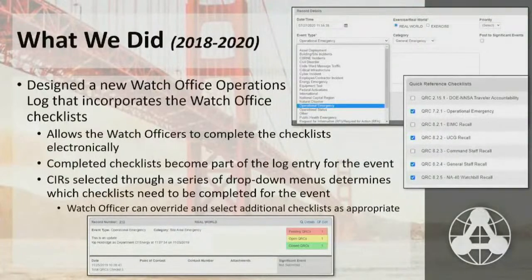The watch officer has the latitude to select additional checklists as warranted, including from those that the system had not originally recommended. Once the watch officer selects the applicable checklists, they can then complete them electronically within WebEOC. The final log entry tracks the number of pending, open, and completed checklists. This allows the single log entry to be a comprehensive record of the event, including the completed checklists executed by the watch.